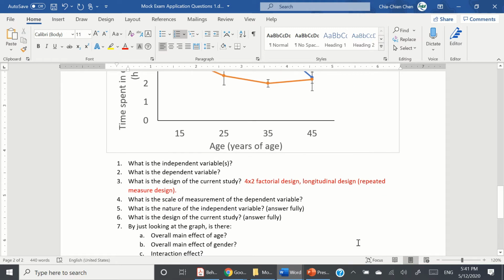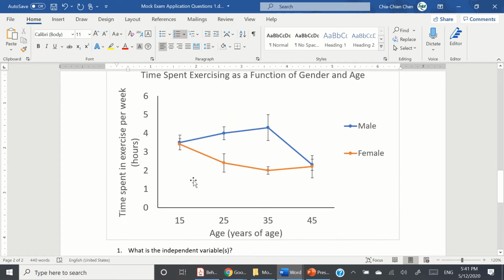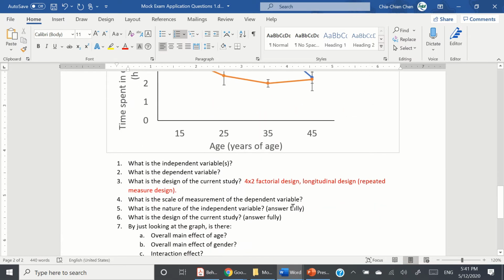Okay. Number four, what is the scale of measurement of the dependent variable? Okay, so the dependent variable is the number of hours, right? So what is that? Does it have an absolute zero? Is it possible that they spend absolutely no time exercising? It's possible, right? So it has an absolute zero, therefore it's a ratio. Okay. The scale of measurement is ratio for number four.